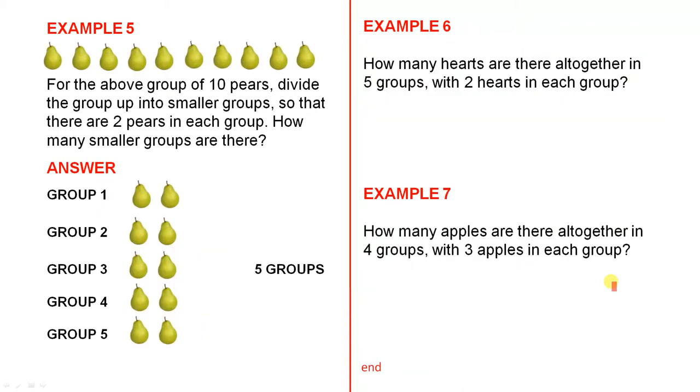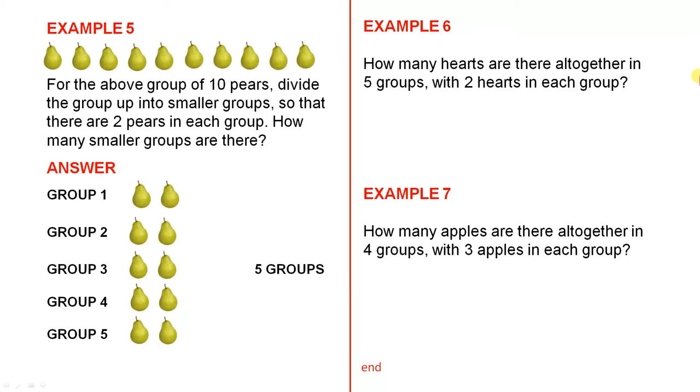Example 5. For the above group of 10 pairs, divide the group up into smaller groups so that there are 2 pairs in each group. How many smaller groups are there? So once they draw 2 pairs in each group, they'll soon arrive at the number 10, and they'll see that there are 5 groups. Example 6 is just a little bit different, but you can lead them through it.